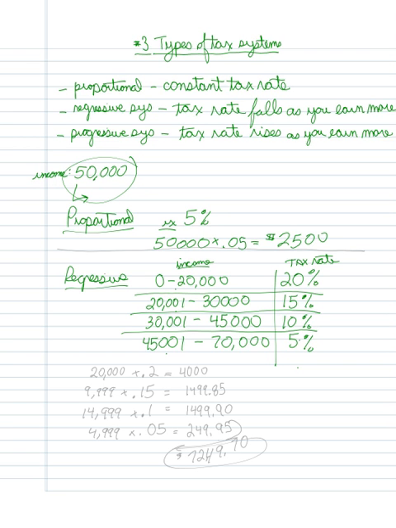So how would you calculate this total tax bill? So now what I have to do is that of my $50,000 I earn, the first $20,000 is going to be taxed at 20%. And now in this second bracket, there are $9,999, right? Between $20,001 and $30,000. That's going to be taxed at 15%. And now in this bracket here, there's $14,999. That's going to be taxed at 10%. And then finally, at $4,999, that's going to be taxed at 5%, because that's $45,001 to the 50,000th dollar.